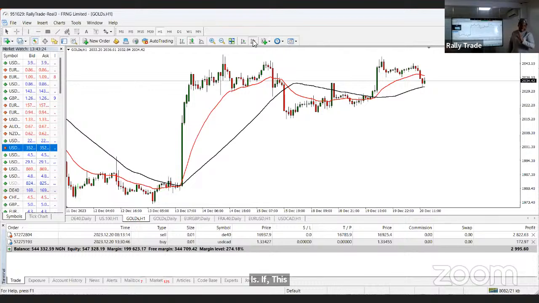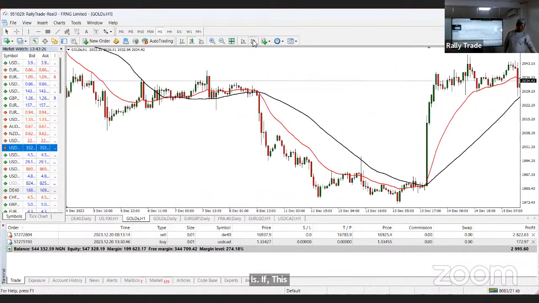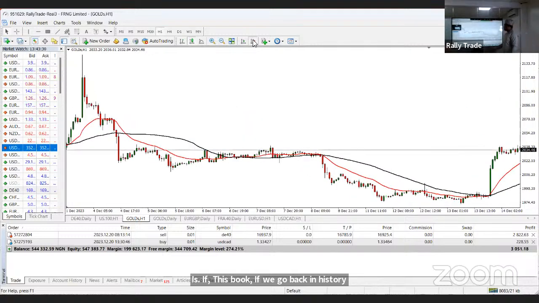Let me give you a classical example. If you go back in history, this is a very good one. The cross, the red is below the black, and then a candle closes below this level. It's a sell. Okay, let's go for the buy. Let's look for a very good buy.